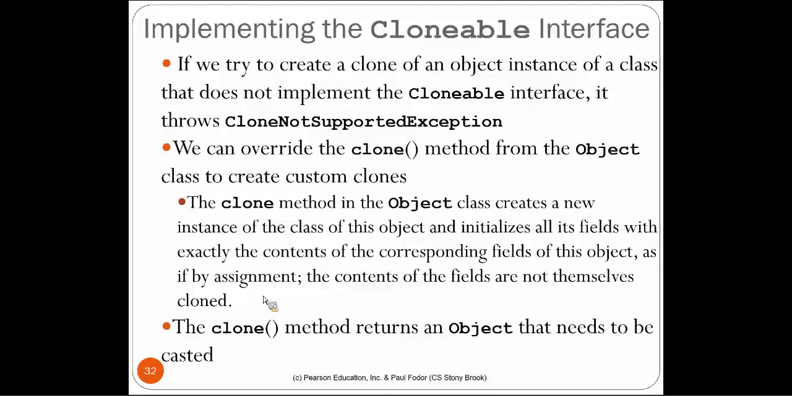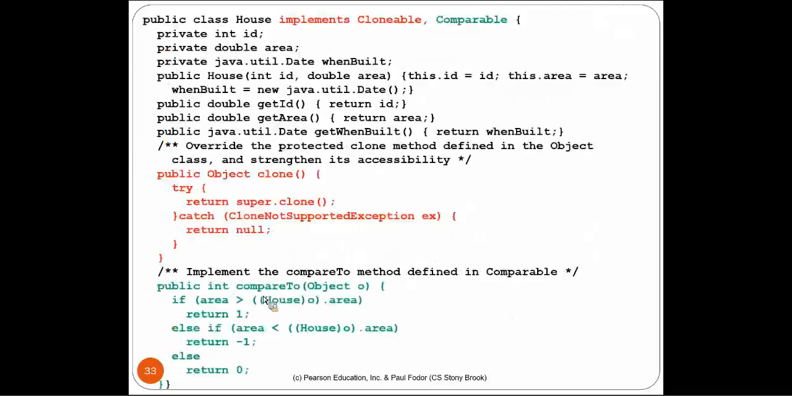So basically we need to return an object, and that object will later be cast to the type of the variable to which we are assigning that object. So here is an example of a class that implements both Cloneable and Comparable. So the class House, let's say that we want to develop a new neighborhood. And for that, we are going to first create the multiple houses that already exist in the neighborhood. So for instance, each house has an ID, has an area, and when it was built as a java.util.Date object.